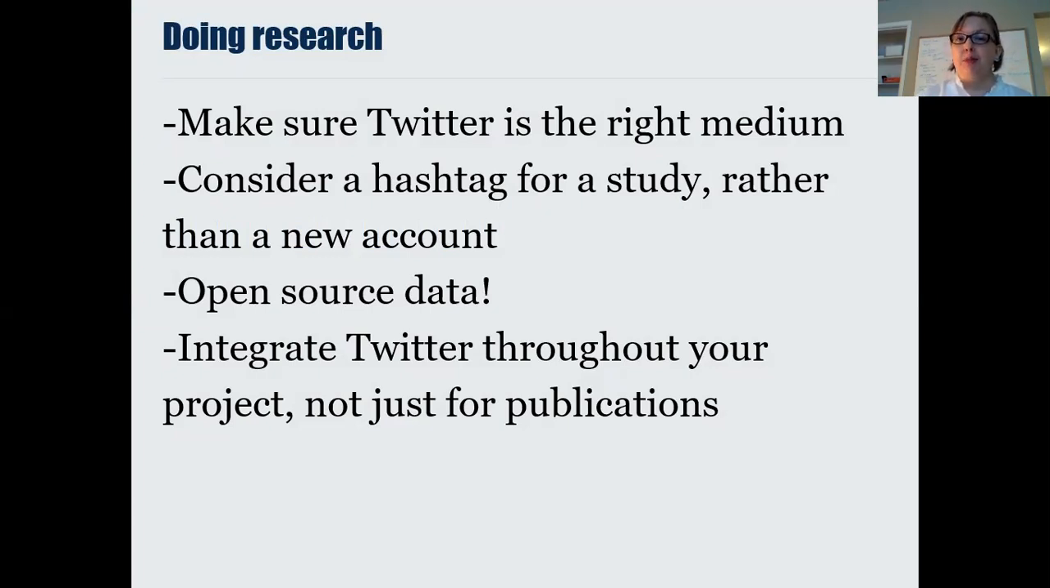Twitter is an incredible source of open source data. There are tons and tons of examples on Twitter, and I'll go through a few of them, where Twitter can be the data. It's not necessarily just a means to collect data. It is the data itself.